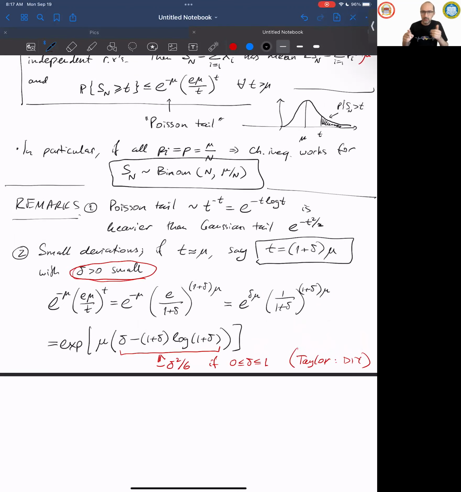Okay, good. So we have a pretty good result. The probability that Sn is greater than, if you just step a little bit to the right of the mean, we get e to the minus delta square over maybe 6. Good. Agreed? Okay.